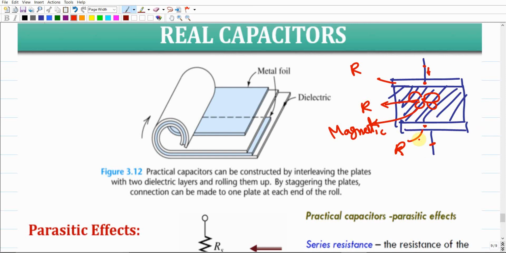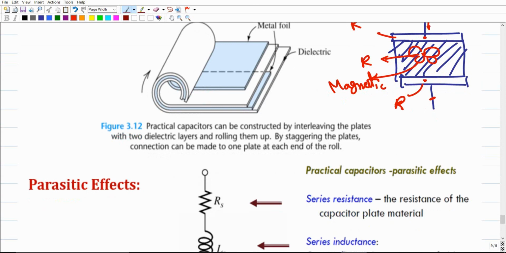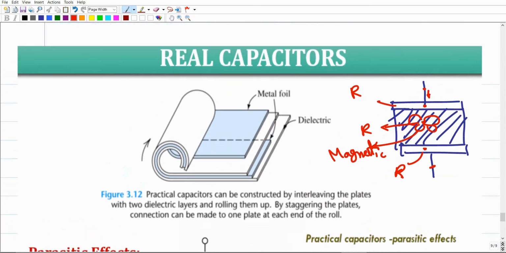So the capacitor itself cannot be purely a capacitor. The pure, ideal capacitor doesn't exist. Because anyway, there is some resistance, and there is some magnetic field that shows up because of other physical phenomena that act on the electron while it moves between the two plates of the capacitor. This is known as the parasitic effect. But this parasitic effect is very small in many cases, because these plates are made of metals.